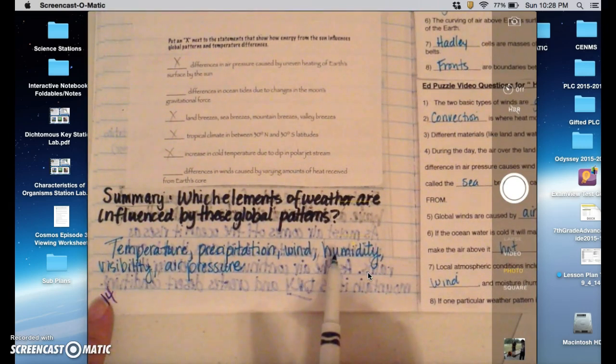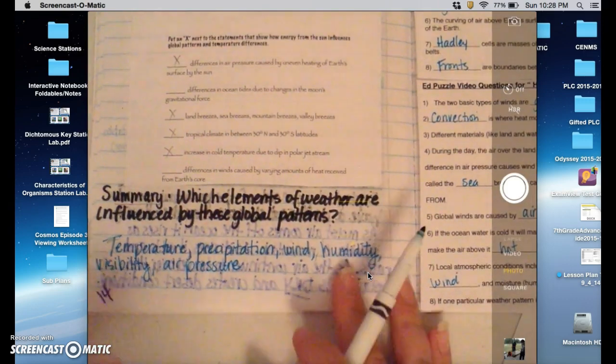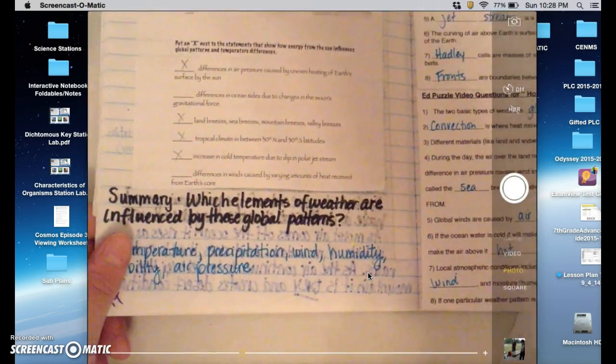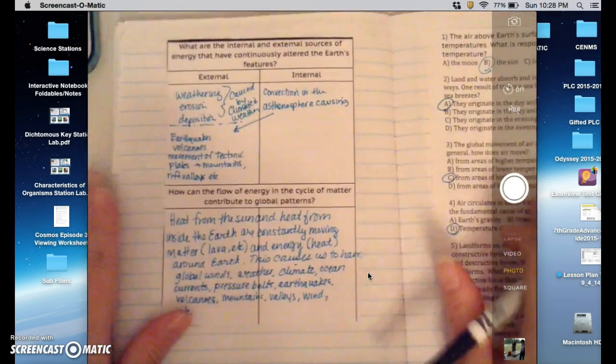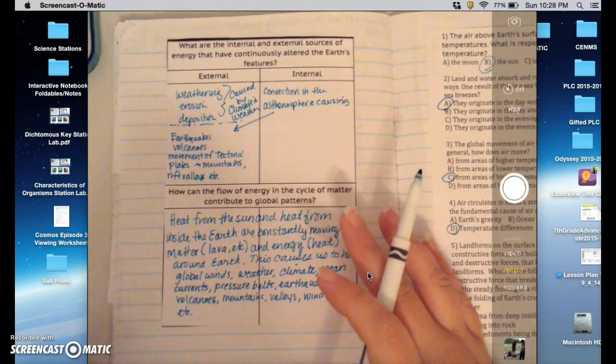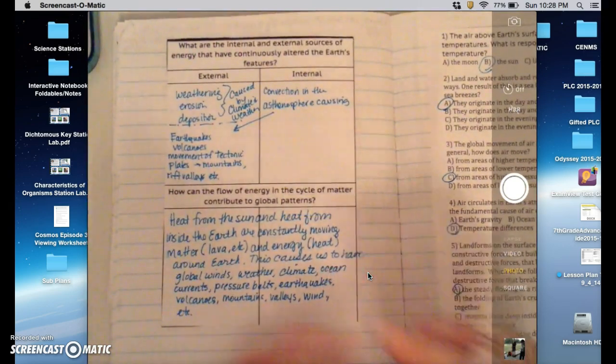Okay, humidity is something that we totally know a lot about. It's the amount of water vapor that is in the air. Wind, precipitation, temperature, and air pressure. Okay, that is station 8. Alright, station 9 is really the review of all of the stuff that we've done from stations 1 to 8.